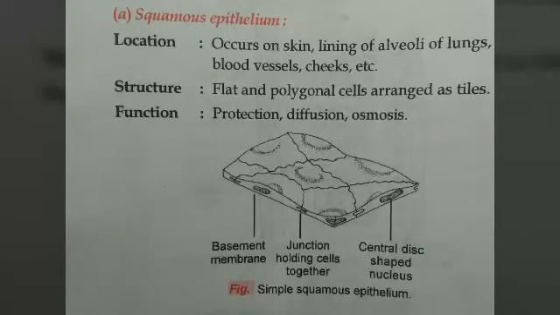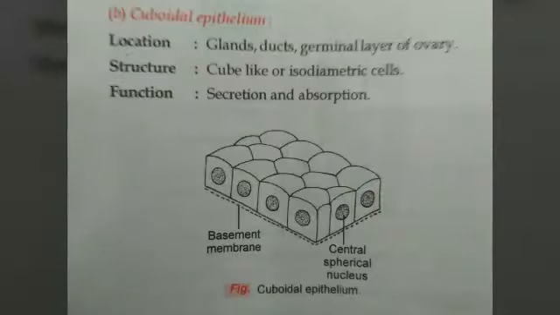Let's start with the squamous epithelium tissue. It is a type of epithelial tissue. It is located on the skin, lining of alveoli of lungs, blood vessels, cheeks, etc. The structure is flat and polygonal cells arranged like tiles. Function: it provides protection, diffusion and osmosis. Squamous tissues are flat tissues and they provide protection. It occurs in the skin.